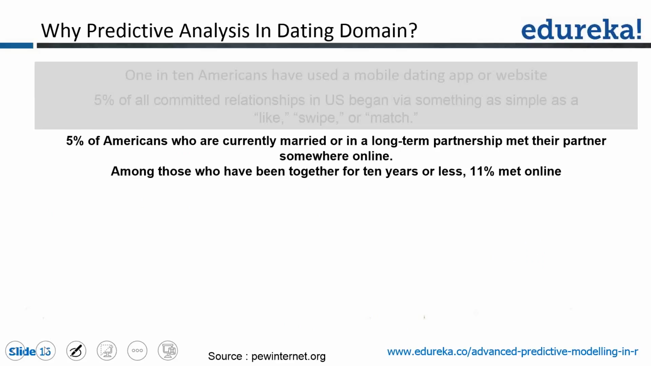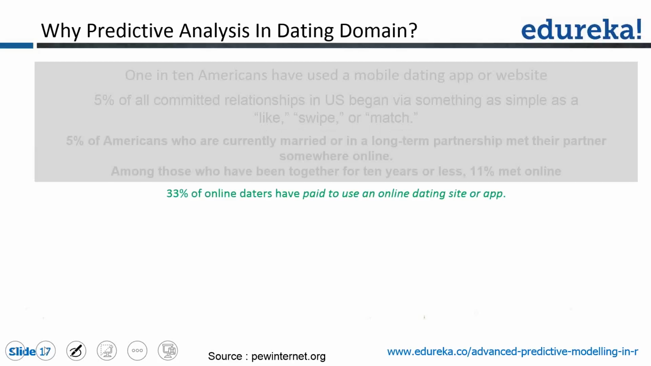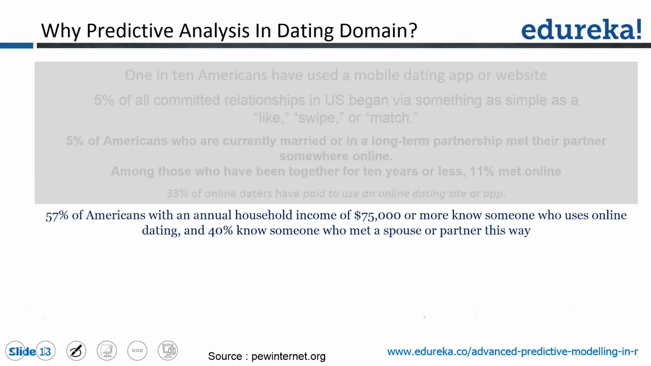5% of Americans who are currently married or in long-term partnership met their partner somewhere online. And among those who have been together for 10 years or less, 11% met online. Look at that. The amount of data that your mobile online dating applications are generating, the number of visitors on the website, the amount of data that they are generating.